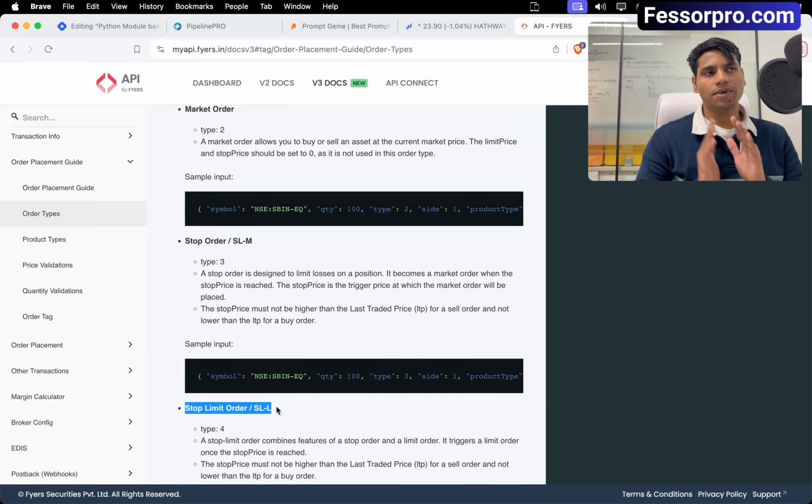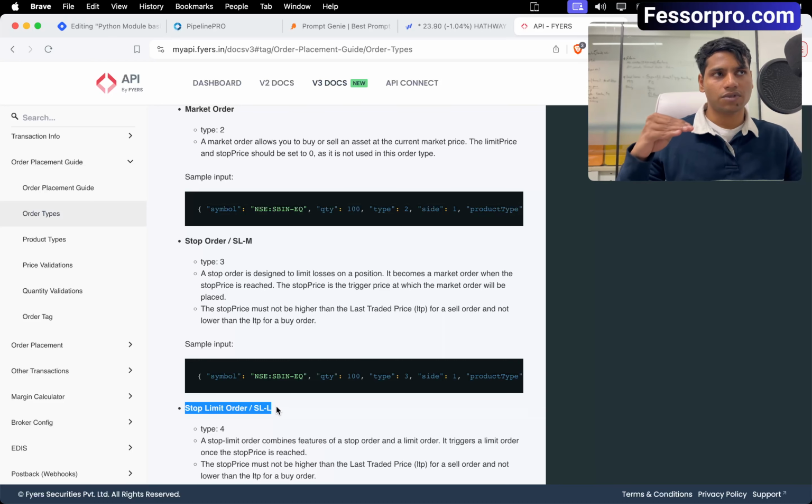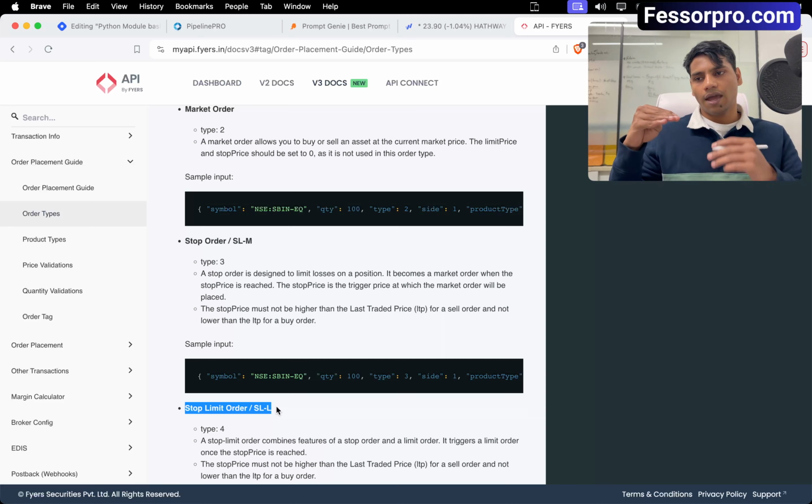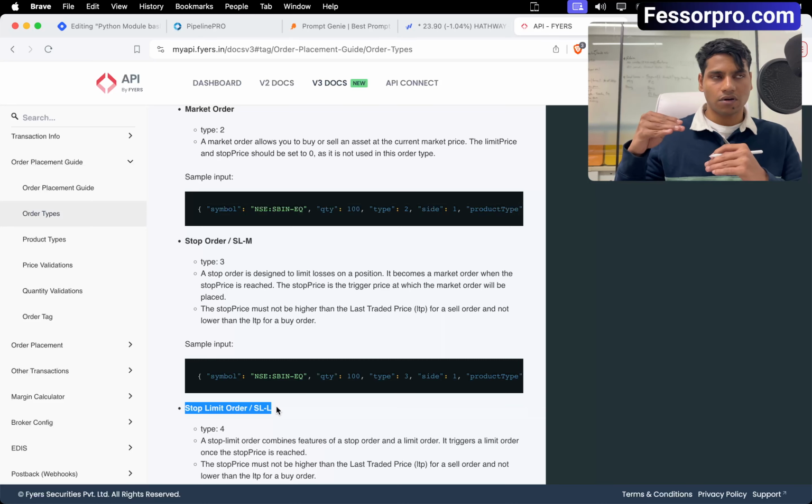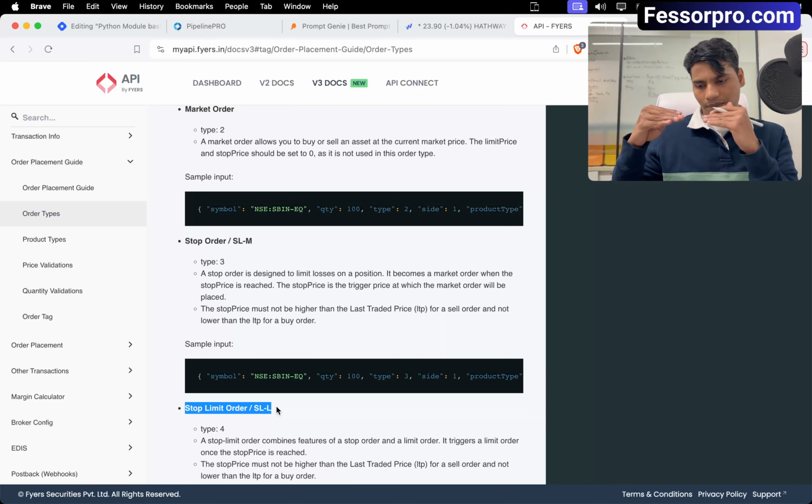Now, limit order and stop order are quite different. Limit order is to take a position. And stop order is to protect your position. What do I mean by that? Let's say you already have a position at 100. Now, if the market goes down, you don't want to lose more than 5% of your capital. So it means the maximum you can lose is till 95. So you want to limit your losses till here.